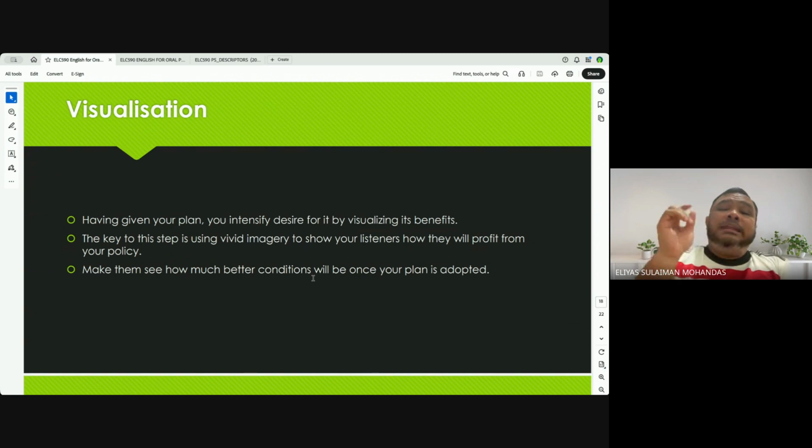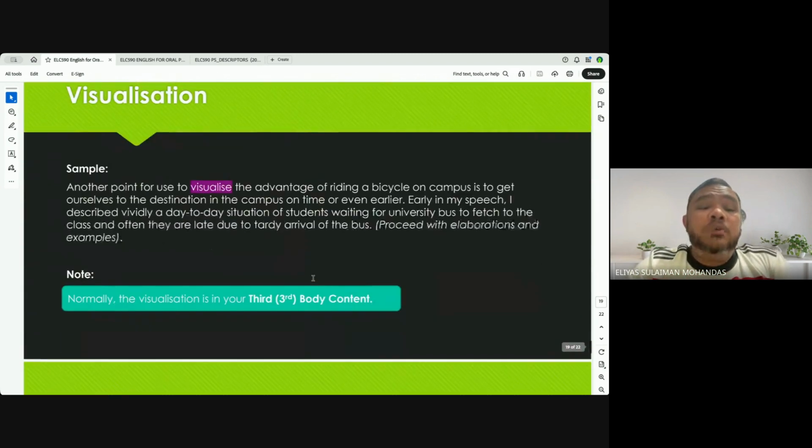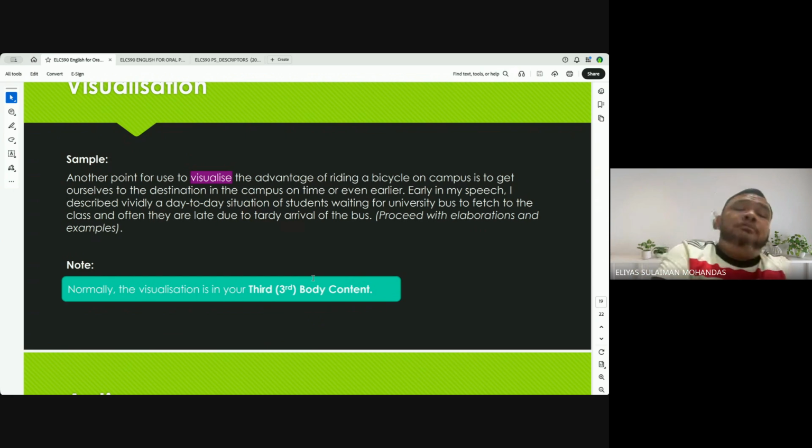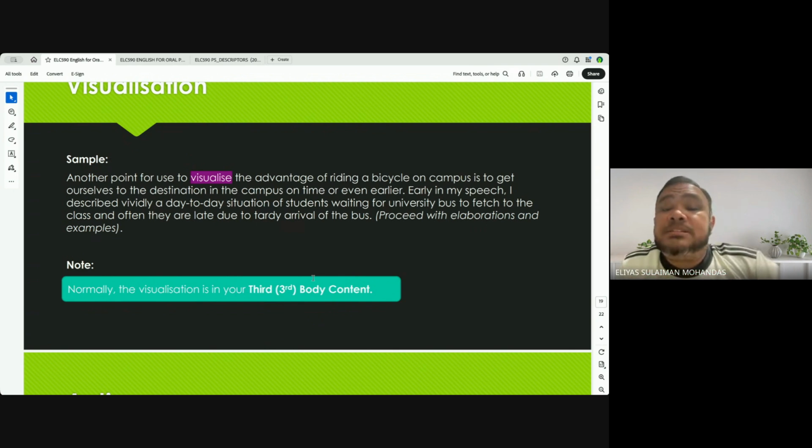And I integrate dengan visualization. So how did I do it? So another point for us to visualize the advantage of riding bicycle on campus is to get ourselves to the destination in the campus on time or even earlier. I use the word visualize to actually acknowledge that I have integrated the fourth sequence, which is visualization, in my fourth paragraph, which is my third main point.